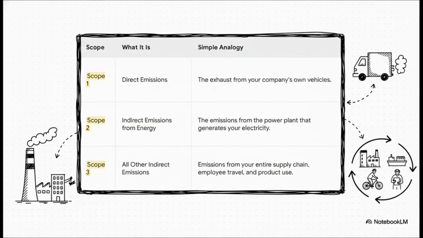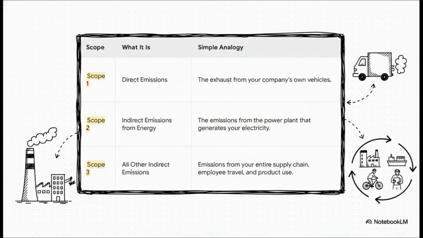So the GHG protocol breaks everything down into 3 scopes. Scope 1, that's the easy one. It's the direct emissions from things your company actually owns, like the exhaust from its own delivery trucks. Scope 2 covers the energy you buy, like the emissions from the power plant that keeps your office lights on. And then there's Scope 3. And Scope 3, it's basically everything else.